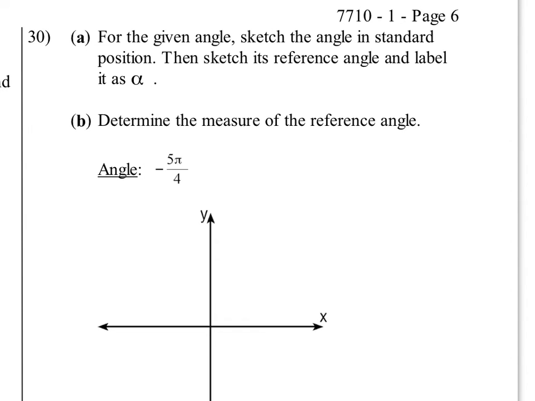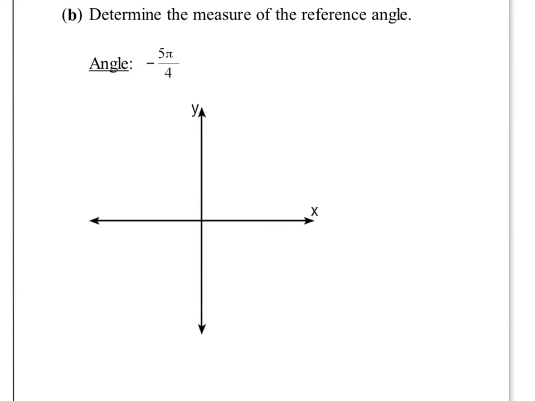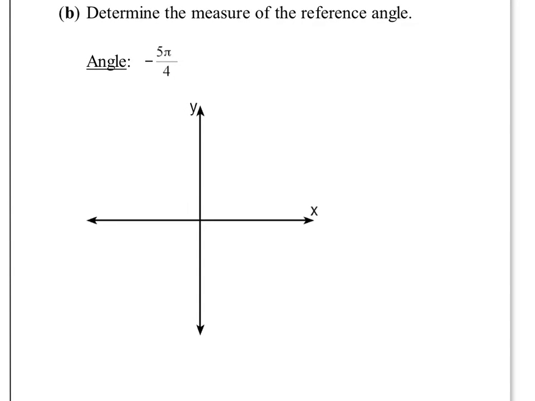Okay, this one: sketch the angle in standard position, then sketch its reference angle and label it as alpha, and determine the measure of the reference angle. There are a few things you have to do here. It will be easier if I know what the degrees are, so I'm going to multiply this times 180 over pi and reduce. So 5 times 180 divided by 4 is negative 225.